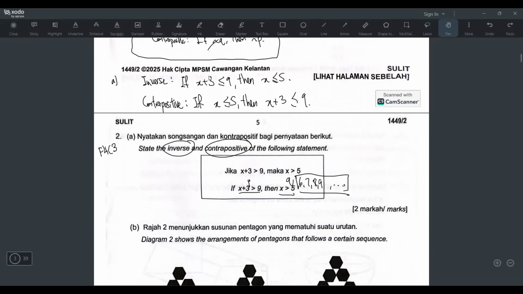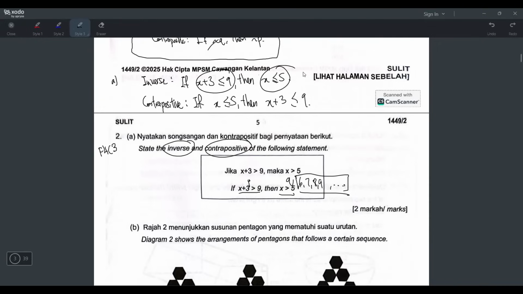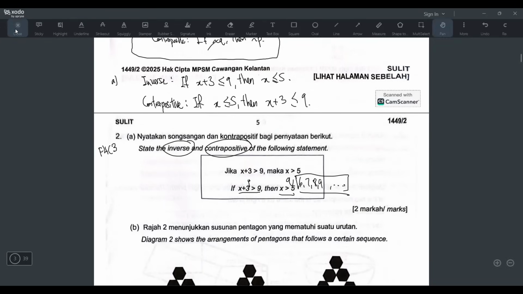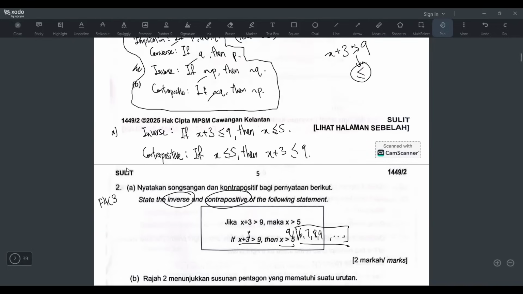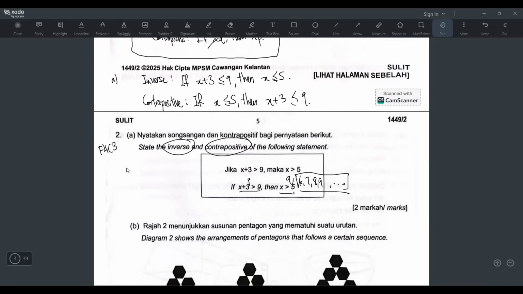You have to ask yourself, is this true? Is this true, false? Right? And if both is false, you have to write true. If both is true, you also have to write true. The only time you will write false for implication format is when this one is true, this one is false. Then only the whole thing becomes false. Okay. But anyways, they never asked for that in this question, so I don't want to go into details. But that one kena tahu also lah.